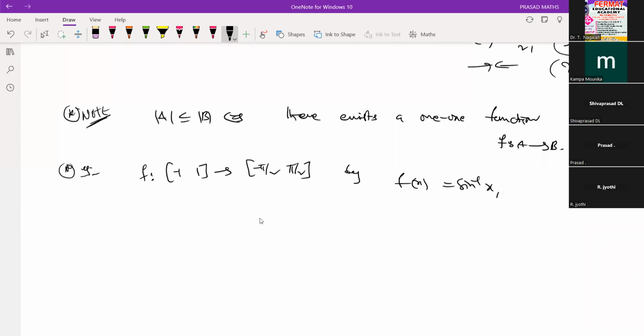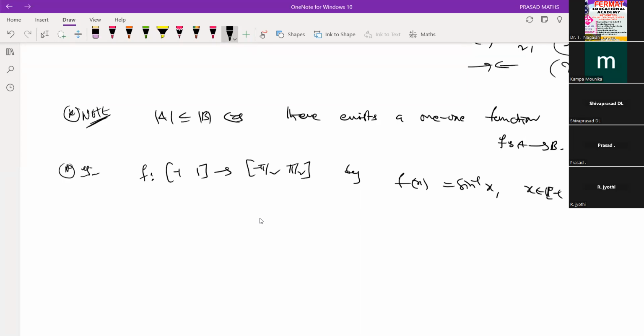Sin inverse function. Is it a 1-1 function? So already I told you, whenever we have an inverse function, by definition, what is meant by inverse? Generally you go back. The inverse exists whenever the function must be a bijection, right?